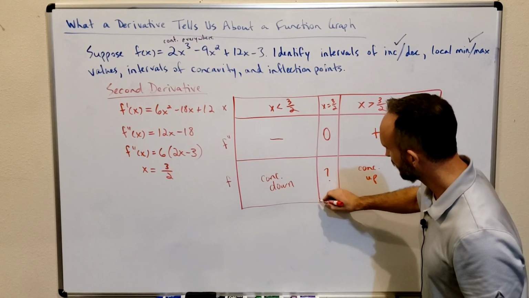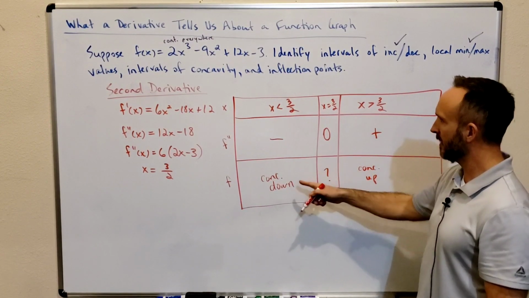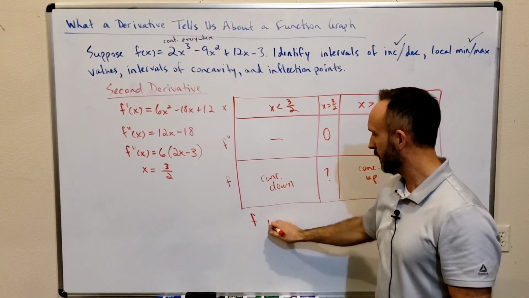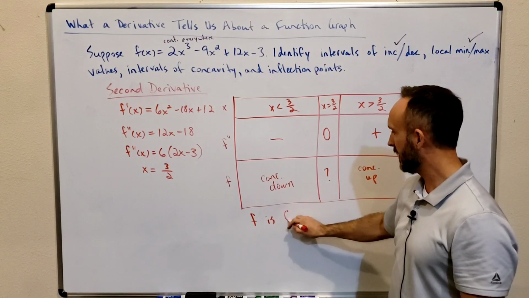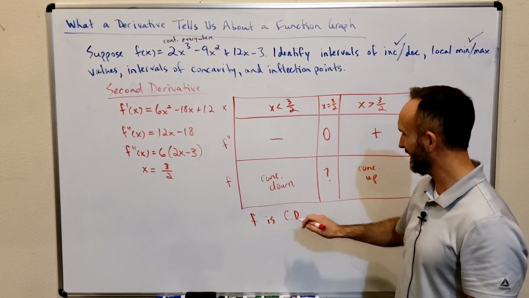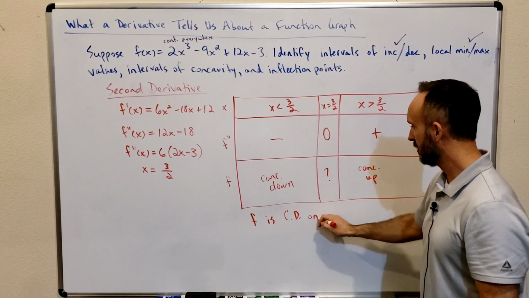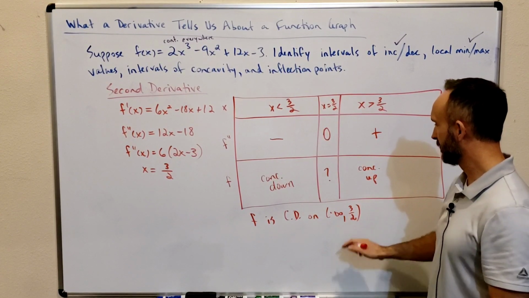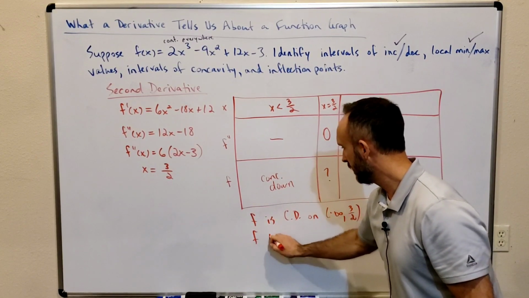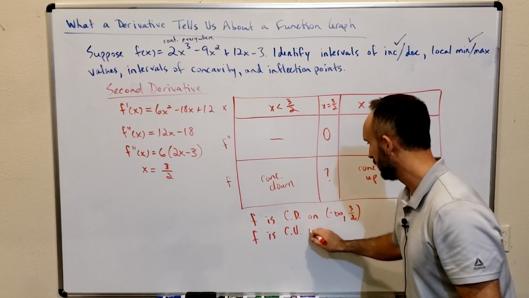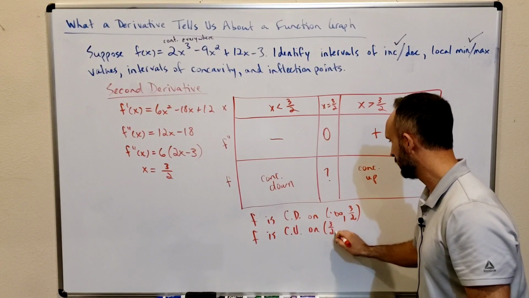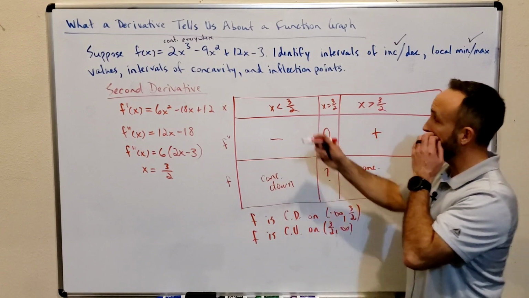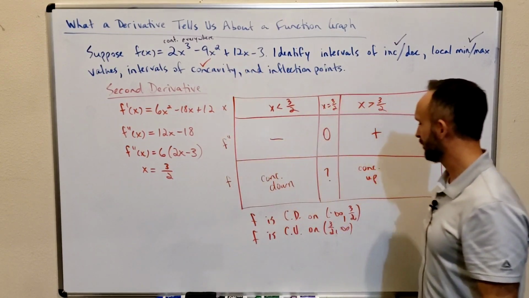But we do know that we can go ahead and state our intervals of concavity. Let me not get ahead of myself. We can say f is concave down, which I'll abbreviate as CD, on the interval from negative infinity to 3 halves. And similarly, f is concave up on the interval from 3 halves to infinity. So we've got our intervals of concavity done.